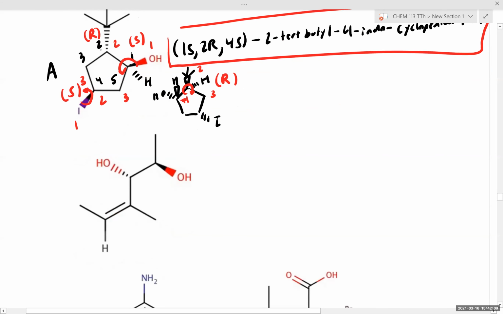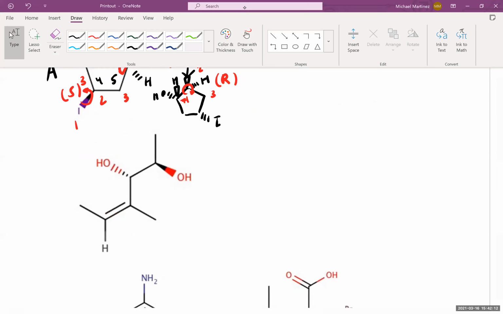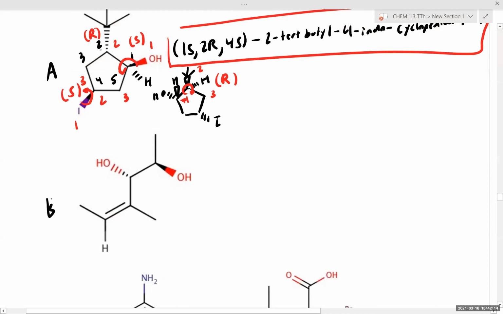So let's look at this next structure. Let's look at naming compound B. Oh, wow. Students are pretty fast at this. Okay, we have two proposed names of 2R, 3S, 4Z. Oh, that's interesting.